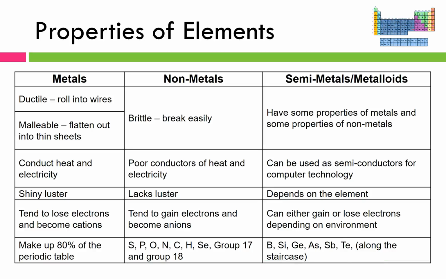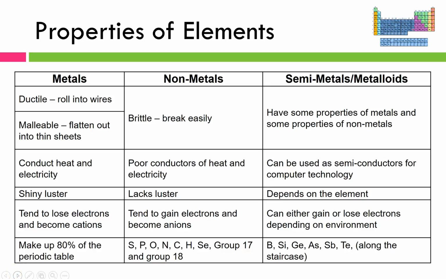This is the list of metalloids that I'd like you to know: boron, silicon, germanium, arsenic, antimony, and tellurium. Depending upon what resource you look at, sometimes polonium or astatine gets classified as a metalloid. We don't classify them that way in this class.